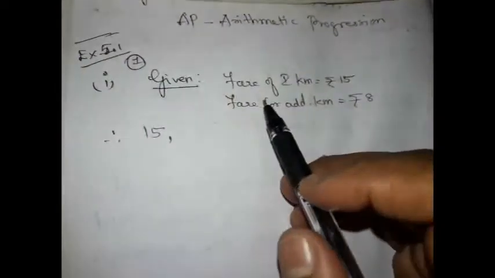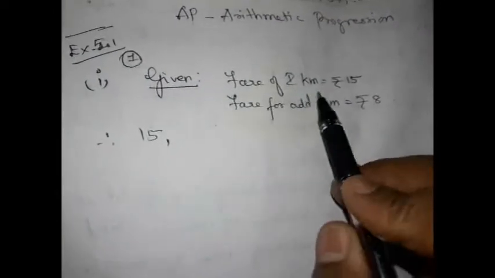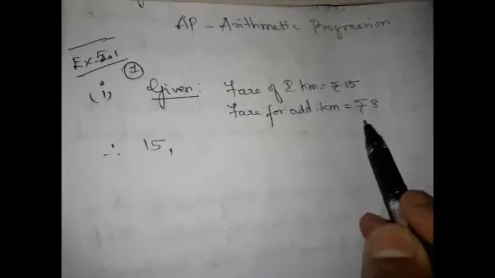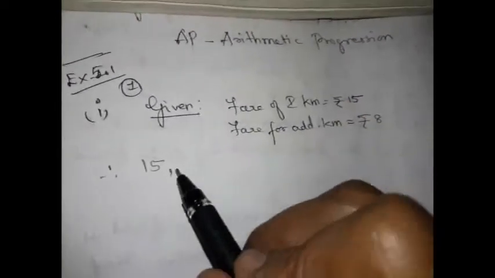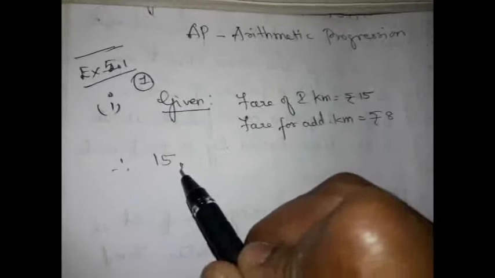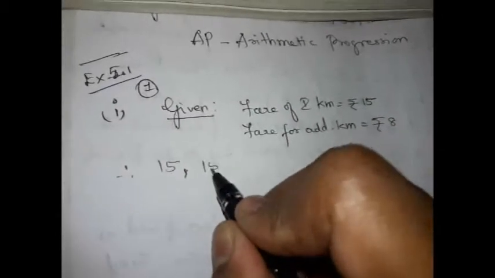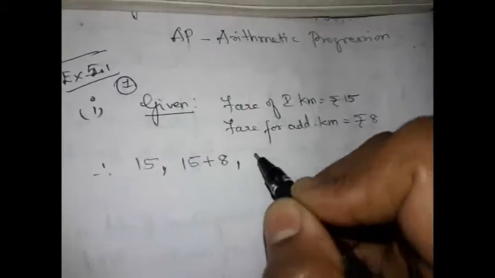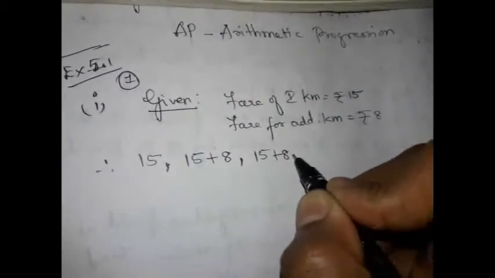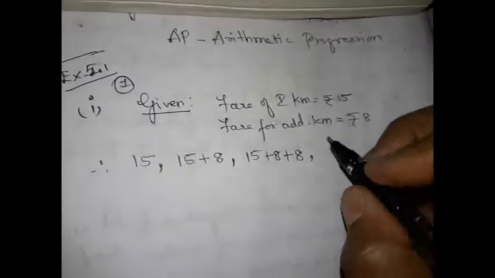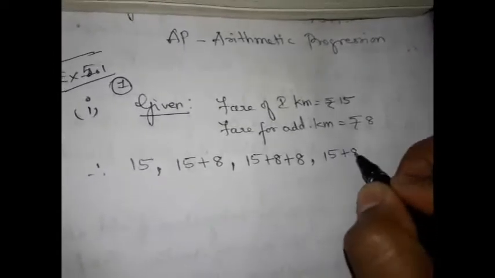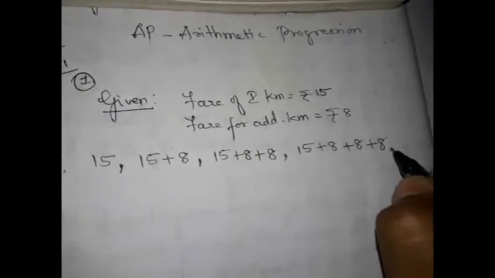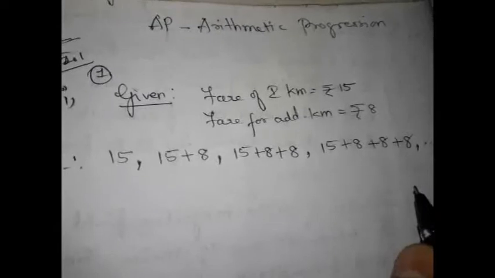So let us solve the problem in this way. Fare for the first kilometer is given as rupees 15, and for each additional kilometer it is going to be rupees 8. So it goes like this. The fare for the first kilometer is going to be 15. For the second kilometer it is going to be 15 plus 8. For the next kilometer it is going to be 15 plus 8 plus 8. And for the next kilometer it is going to be 15 plus 8 plus 8 plus 8, right? This charge plus 8, likewise it will increase, right?